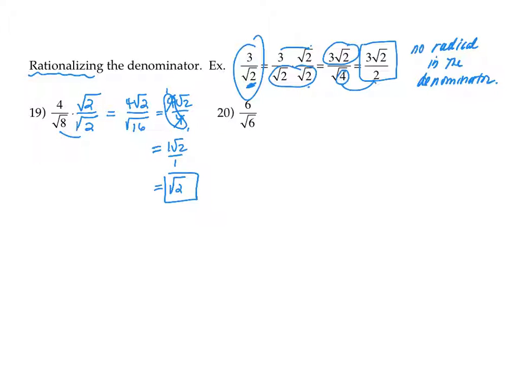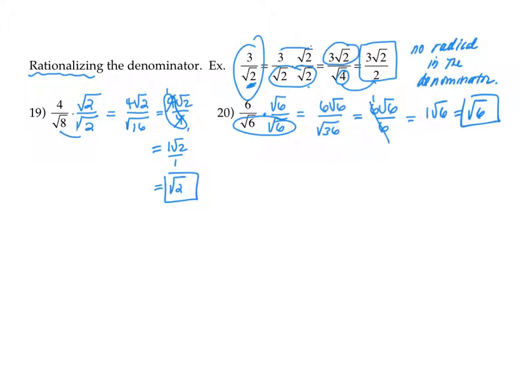Now number 20, the best thing to multiply by in this case is the square root of 6. That's the smallest number that will make this a perfect square in the denominator. So in the bottom, square root of 6 times the square root of 6 is the square root of 36. In the top, we have 6 square root of 6. So keep simplifying. The square root of 36 is 6, and then you can reduce. 6 divided by 6 is 1. So we just get 1 square root of 6, or square root of 6 is your final answer.